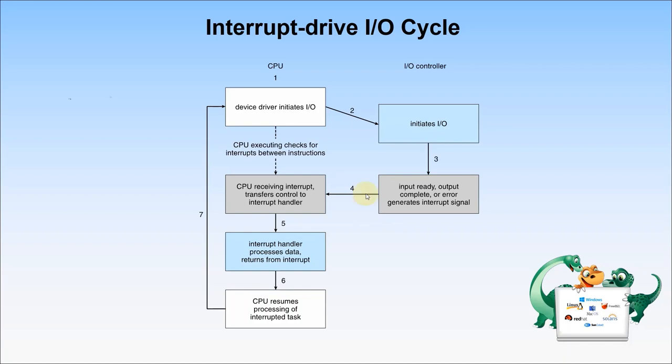Let's have an example of an interrupt-driven I/O cycle. First, you've got the CPU running, and then the device driver initiates an I/O, which is transferred to the I/O controller. Afterwards, input ready, output complete, or an error generates an interrupt signal. That interrupt is forwarded to the CPU. The CPU, on receiving the interrupt, transfers control to the interrupt handler. The interrupt handler processes the data and returns from the interrupt. Afterwards, the CPU resumes processing of the interrupted tasks, and that completes the cycle.